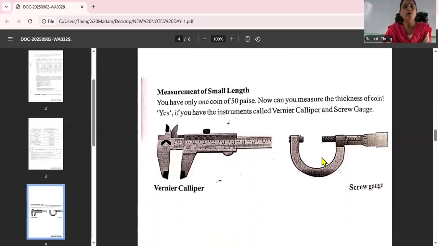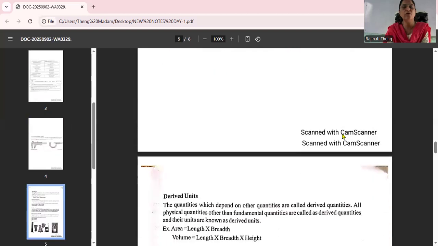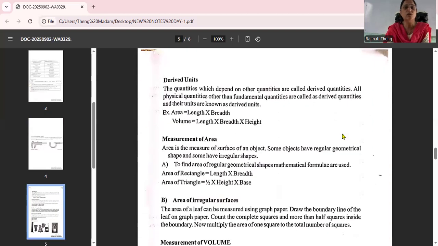Then a measurement of small length. We have only one coin of 50 paise. Now can you measure the thickness of the coin? Yes. For that we are using the vernier caliper or screw gauge. Those are the two instruments. First one is the vernier caliper. Second one is the screw gauge.